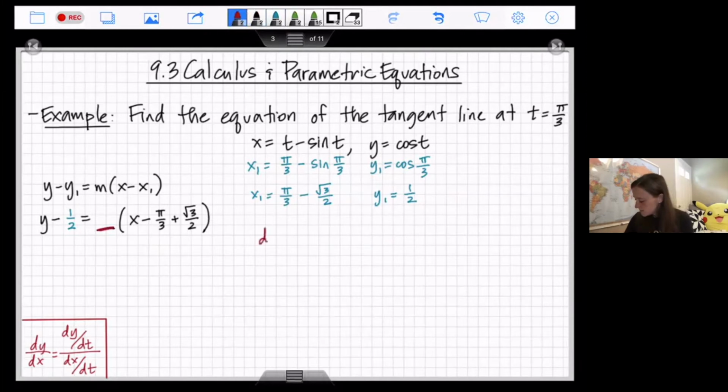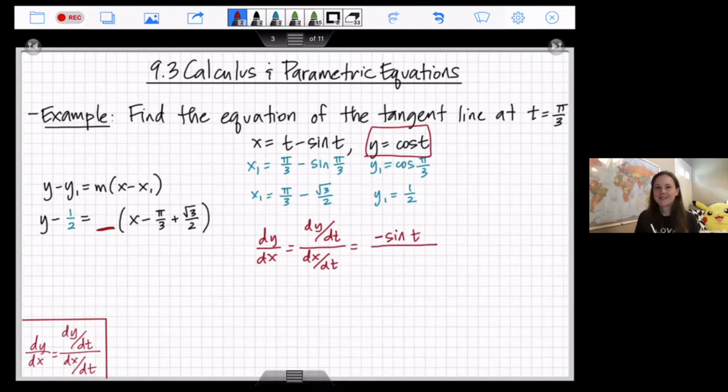Our derivative dy/dx is the derivative of y with respect to t over the derivative of x with respect to t. For dy/dt, we focus on the y equation. That's cosine, so the derivative of cosine is negative sine. On the bottom, we do dx/dt, so we're focusing on the x equation. The derivative of t is just 1. And the derivative of sine is cosine, but we were subtracting, so the derivative is positive cosine, but it was a negative in the x formula. So there's our derivative.